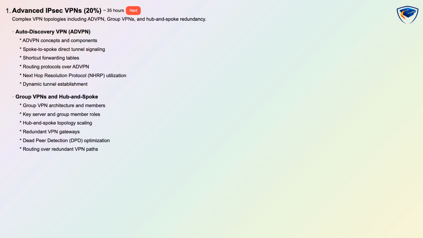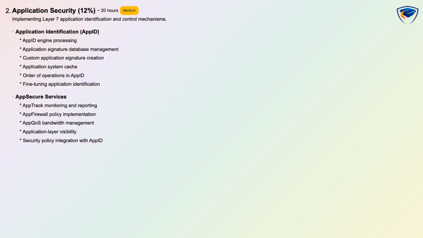Designs. Application security is weighted at 12%, has difficulty medium, estimated learning time 20 hours, and assessment type hands-on plus conceptual. You will study Layer 7 application identification using the App ID engine, how the application signature database is managed, and how to create custom signatures.